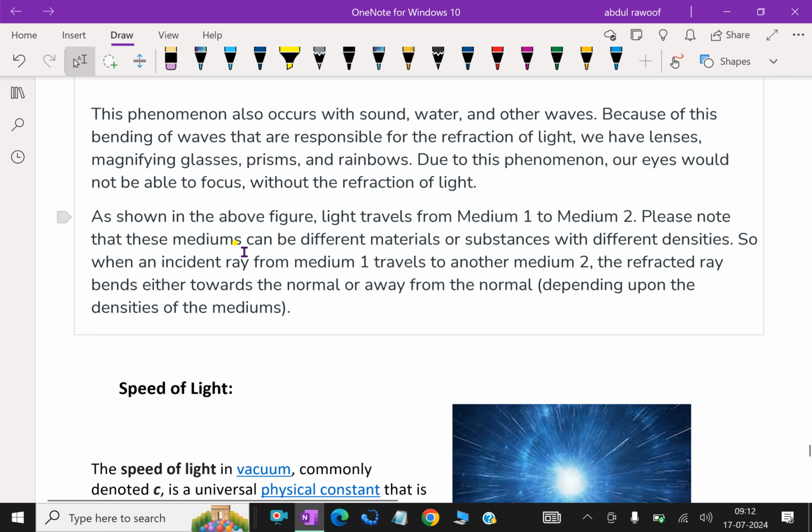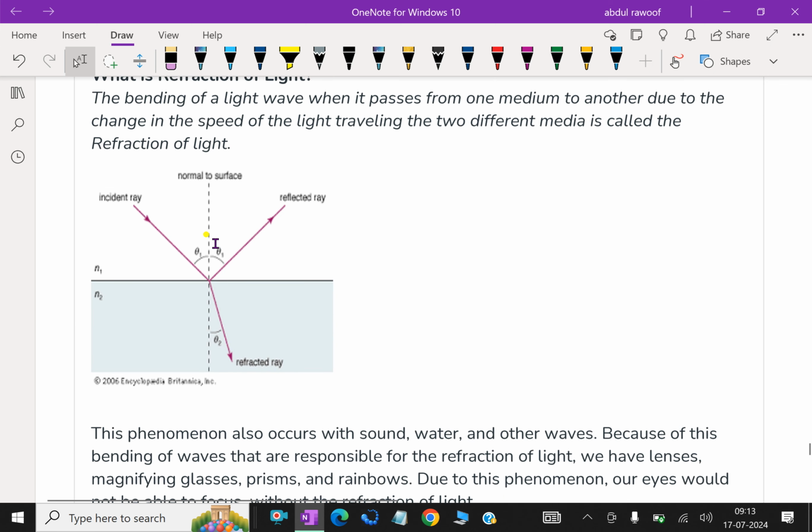In the figure shown above, light travels from medium 1 to medium 2. These mediums can be different materials or substances with different densities. When an incident ray travels from medium 1 to medium 2, the refracted ray bends either towards the normal or away from the normal. Here the ray bends towards the normal because the second medium has a higher density than the first.